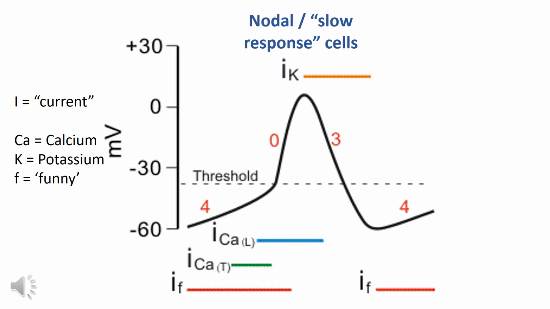Slow response cells, also referred to as nodal cells, are found within the SA and AV node and exhibit the physiologic phenomenon of automaticity. Special ion channels, called funny channels, give these cells the ability to alter membrane resting potential towards their excitation threshold without external stimuli.